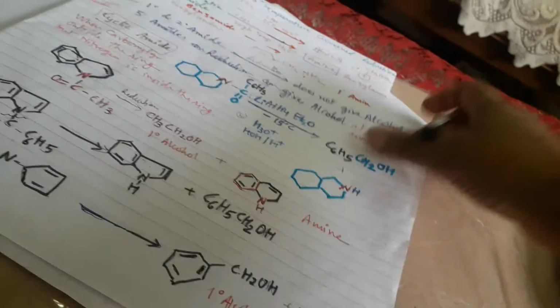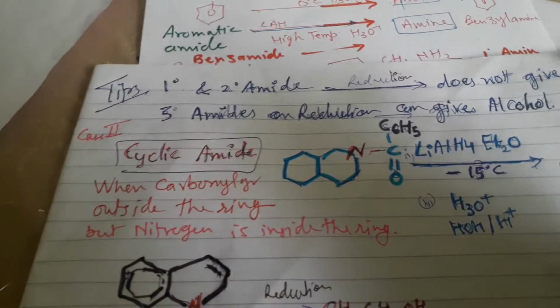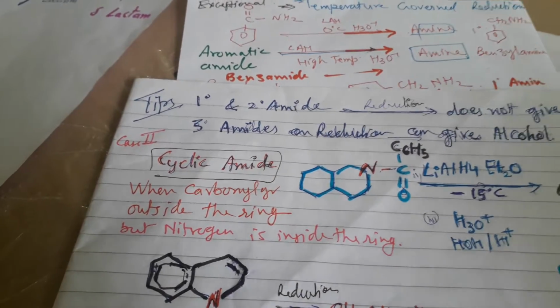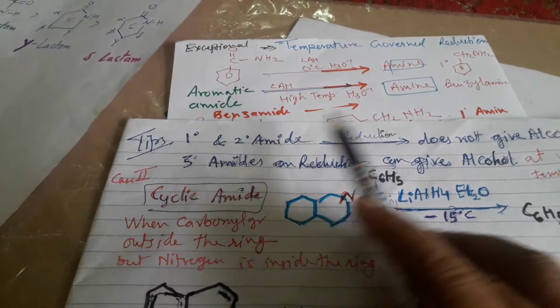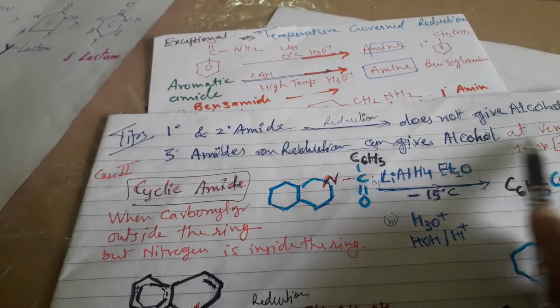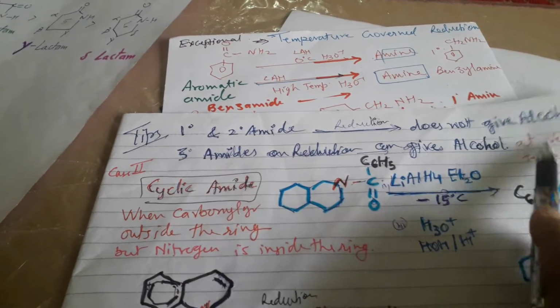Now I'll tell you a different thing. See, 1 degree and 2 degree amide on reduction do not give alcohol, as I told you. At very low temperature they will give you aldehydes, and at high temperature they will give you amine. And 3 degree amide on reduction can give you alcohol at very low temperature. So it can give you aldehyde as well as alcohol, but the temperature should be minus 15 degree C.